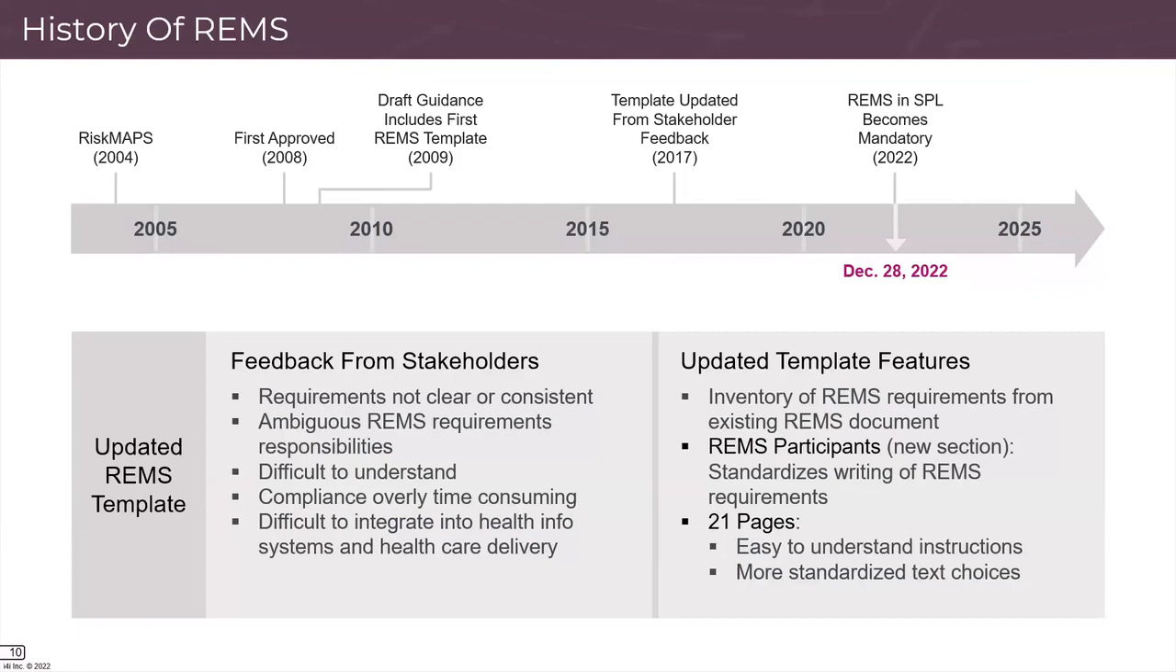The REMS contains a REMS participant requirements section, which is actually filled with an inventory of standardized text to be used. The standardized text was taken from existing REMS documents. This makes the requirement wording more consistent, predictable, and easier to understand and digest. There's also a lot of instructional text in this new template and standardized text options to choose from.